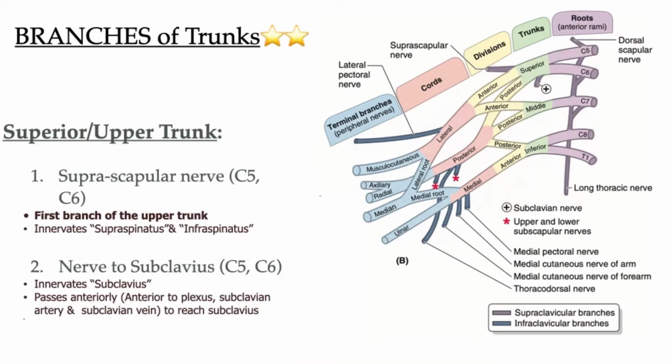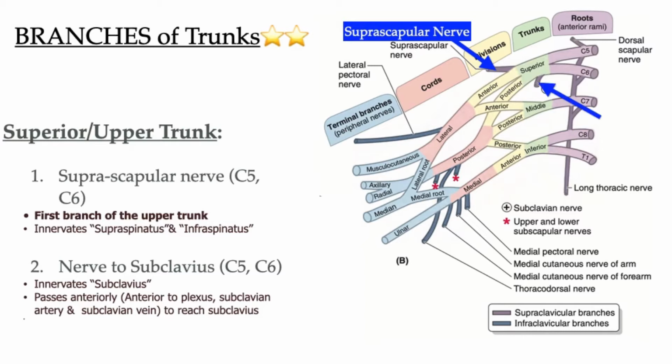Out of all the three trunks of the brachial plexus, the superior trunk gives two branches, as you can see in the illustration on the screen. This is the first branch from the superior trunk of the brachial plexus and it is called the suprascapular nerve. The suprascapular nerve, after taking origin from the superior trunk, proceeds posteriorly towards the dorsal side of the body wall. There it passes deep to trapezius. It passes through the suprascapular notch and innervates supraspinatus and infraspinatus muscle. It also provides articular fibers to the shoulder joint.